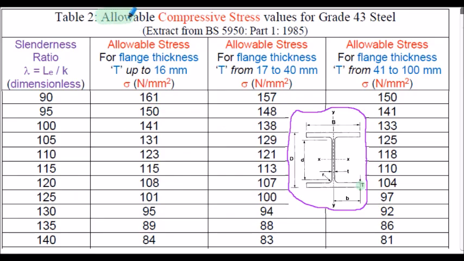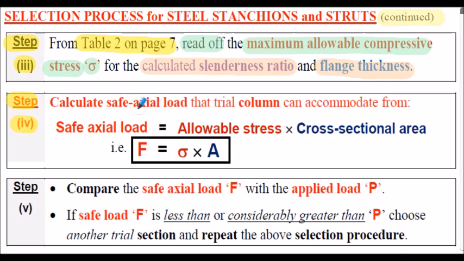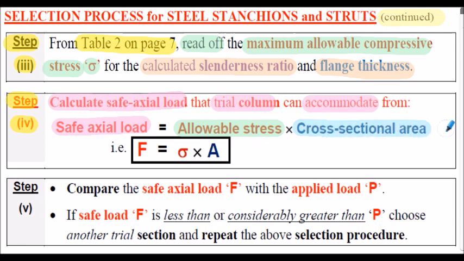Here's an extract of the allowable compressive stress table reviewed earlier in the presentation. Step 4. We now need to calculate the safe axial load or force that the trial column can accommodate using the formula of the safe axial load. It is the allowable compressive stress from step 3 above, multiplied by the cross-sectional area of our section, read from the appropriate table. In symbol form, safe axial load capital F is equal to the allowable stress sigma multiplied by the cross-sectional area of the section.